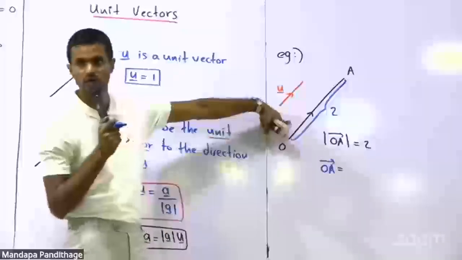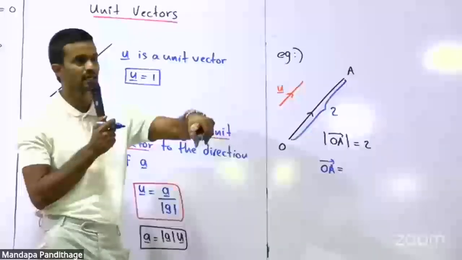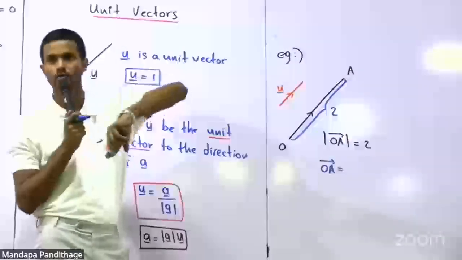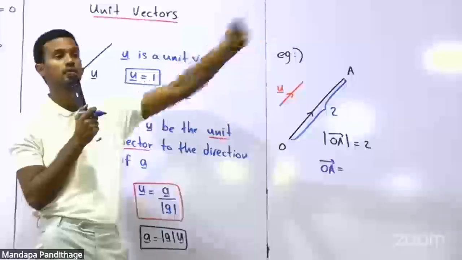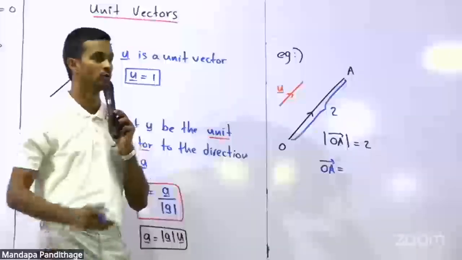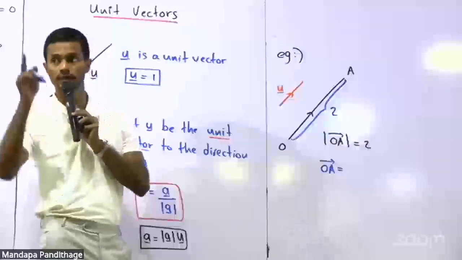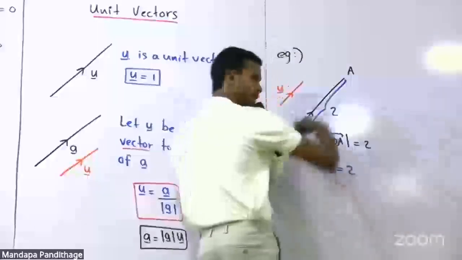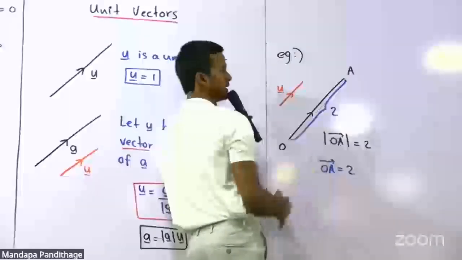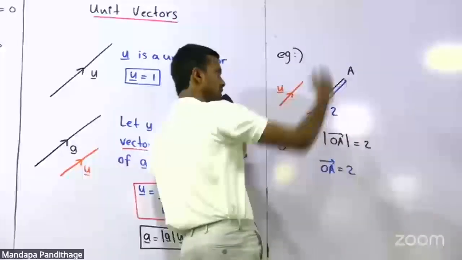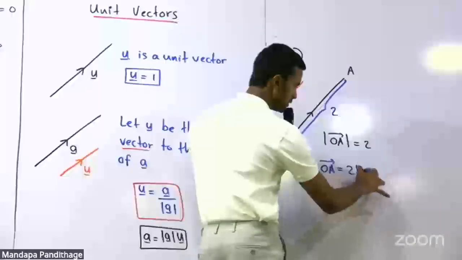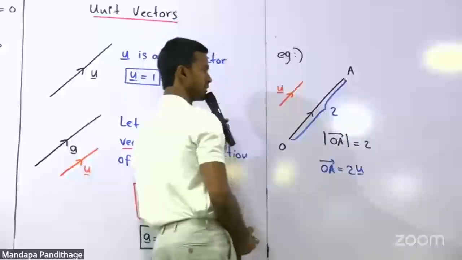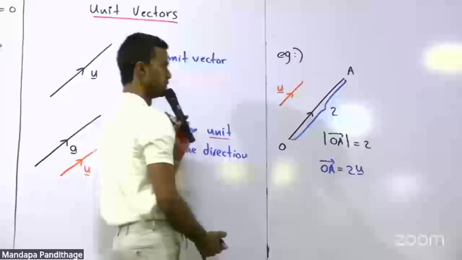Equal to 2u. If one mango is 20 rupees, how much are 2 mangoes? 40. So how did you get 40? 2 into 20, 2 into the price of one mango. So here the magnitude is 2, the unit vector, the price of 1, is u. Then you can write this vector as 2u. Clear? So when we have the unit vector u, it's clear that vector OA is equal to 2u.